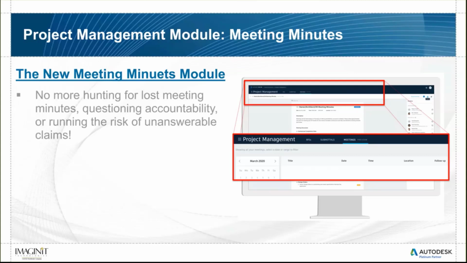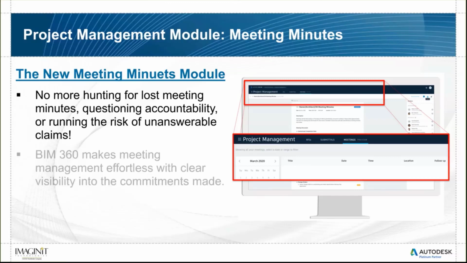So again, with this new meeting minutes module, there's no more hunting for those lost meetings. You have meeting minutes that you can track and make sure they're being dealt with. You have accountability, and you don't have the risk of unanswerable claims, that someone claims something happened in a meeting. Well, you have your meeting minutes here, and they're printed, they're reported. They're part of the project now. They're all integrated fully here. So this makes it very easy to manage these meetings right in the software.